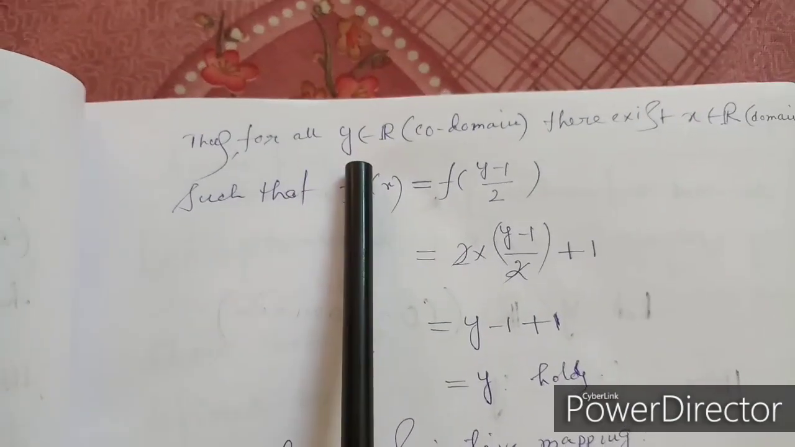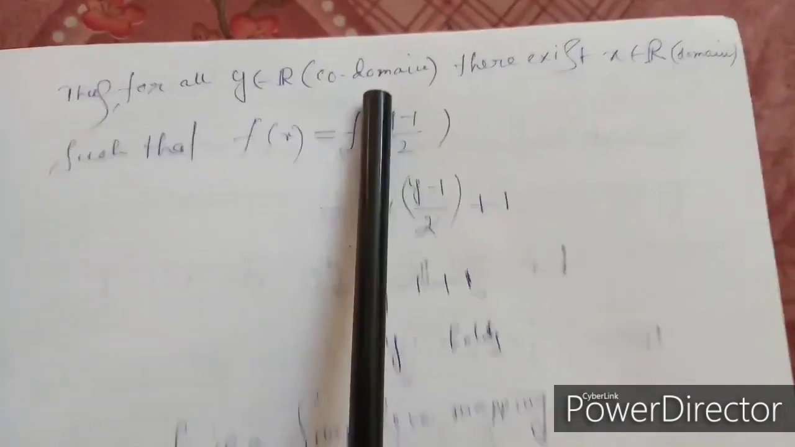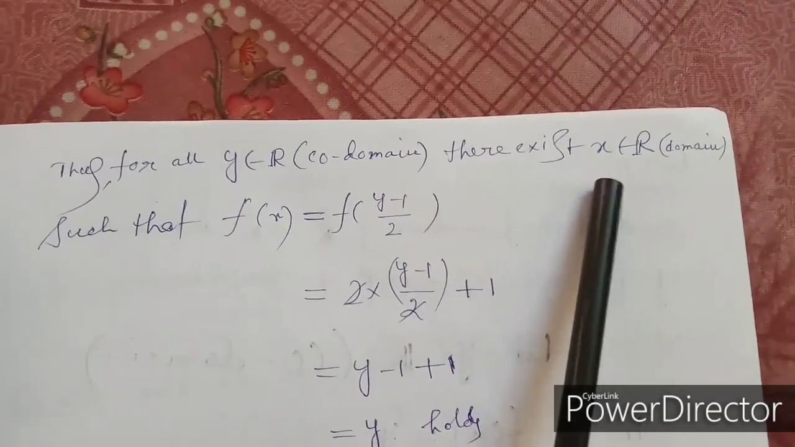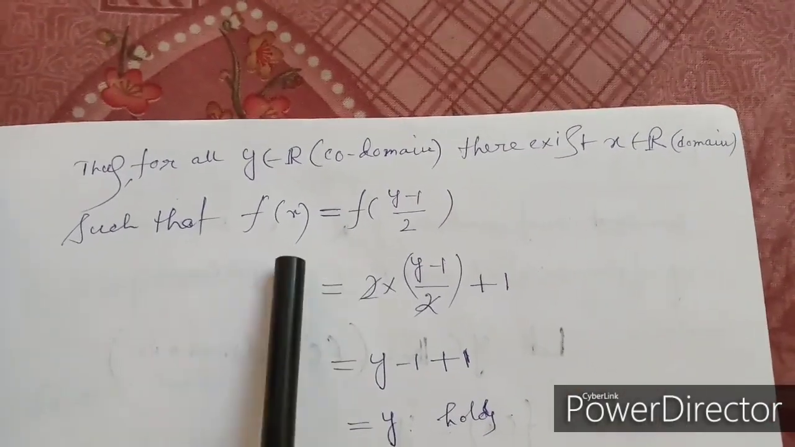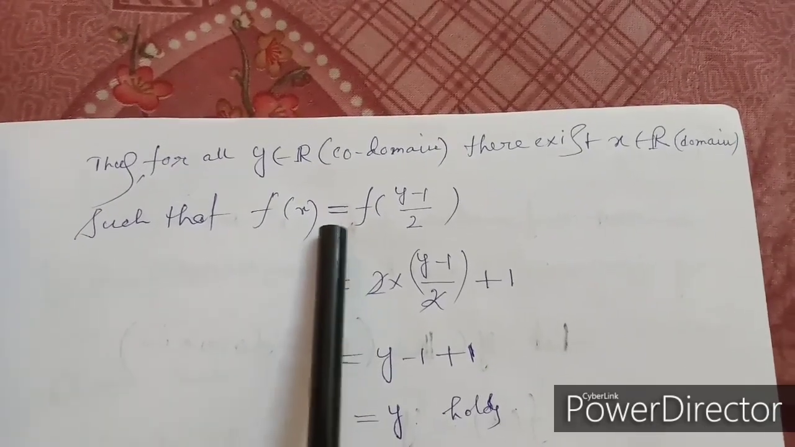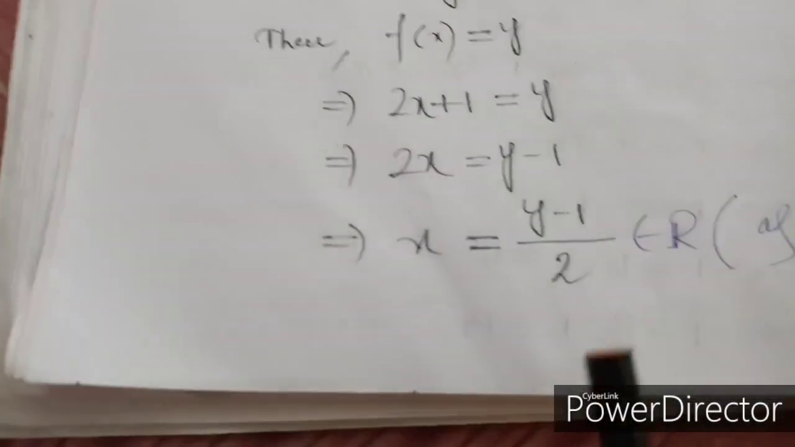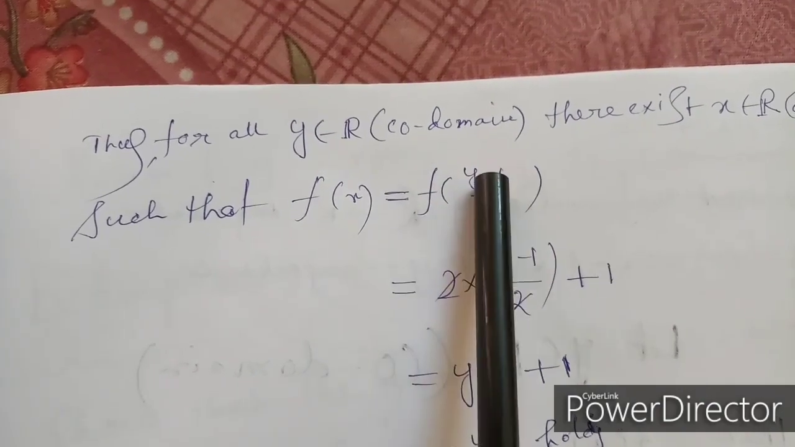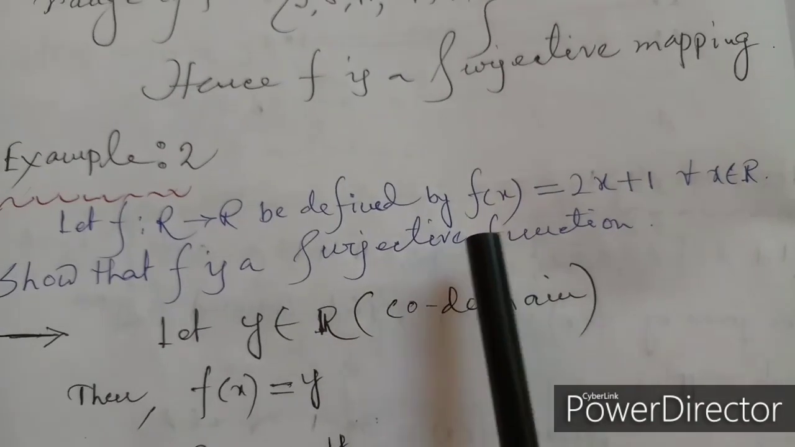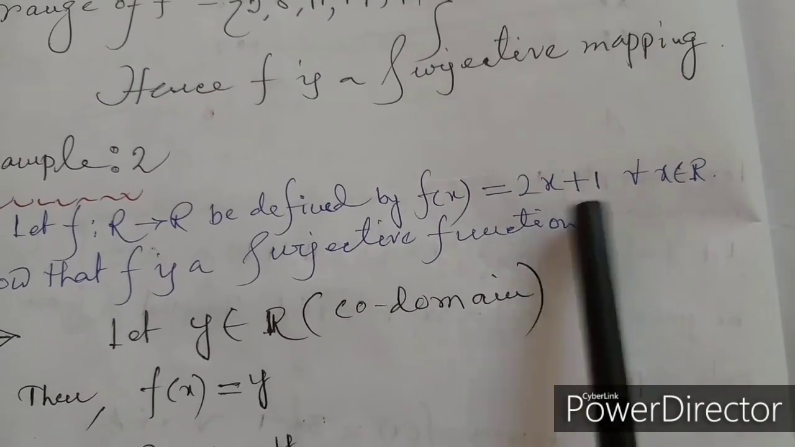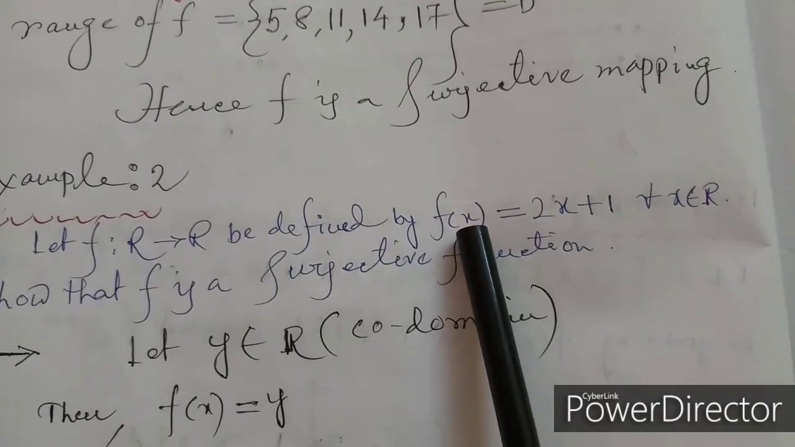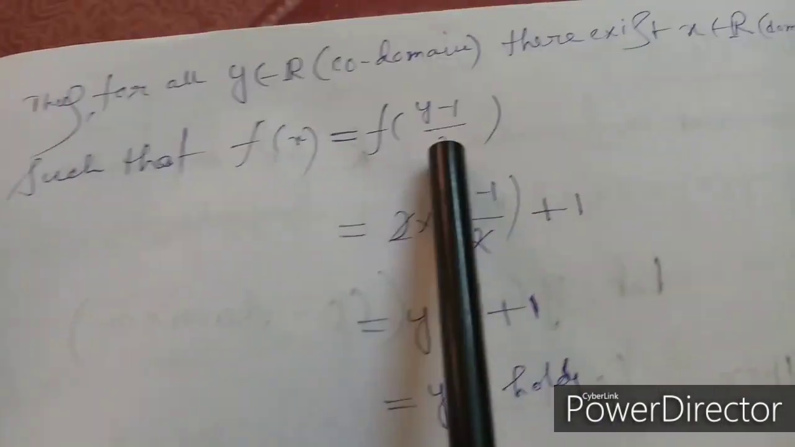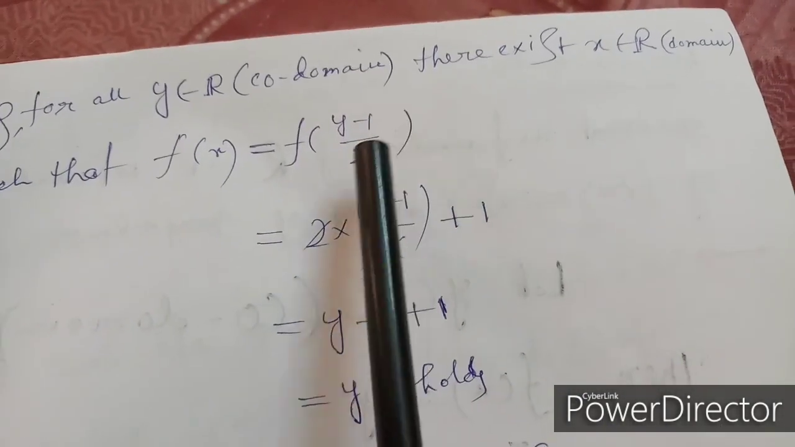Thus, for all y belong to R, codomain, there exists x belongs to R, domain, such that f(x) equals, what is the value of x here? That is (y minus 1) by 2. Put it here. So f(x) equals f of (y minus 1) by 2. So now look at that. What is the definition of f(x)? f(x) equals 2x plus 1. So this x is replaced by (y minus 1) by 2.